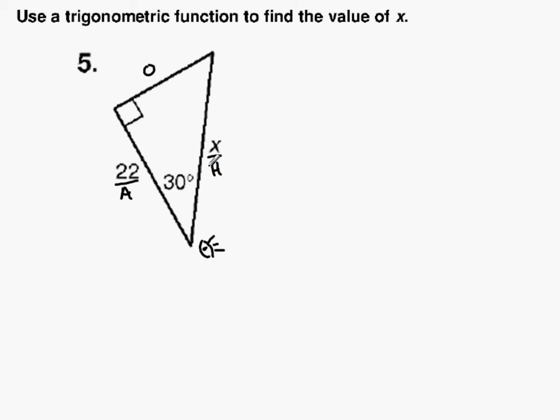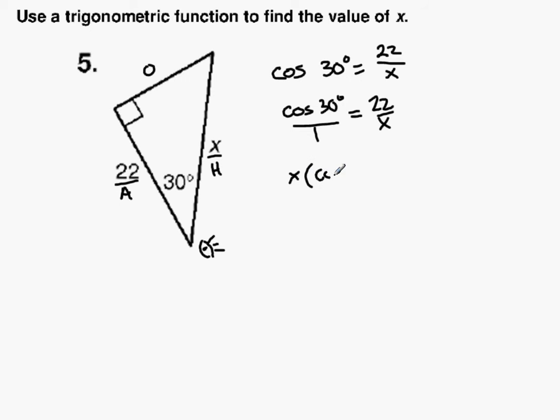Adjacent over hypotenuse, the ratio is going to be cosine. So we would go cosine 30 degrees is equal to adjacent over hypotenuse. So in this case it's 22 over x. Alright, the way I solve this is I make this into a fraction, the cosine 30 degrees. And now that I have equivalent fractions, I will cross multiply. So I go x times the cosine of 30 degrees is equal to 1 times 22.